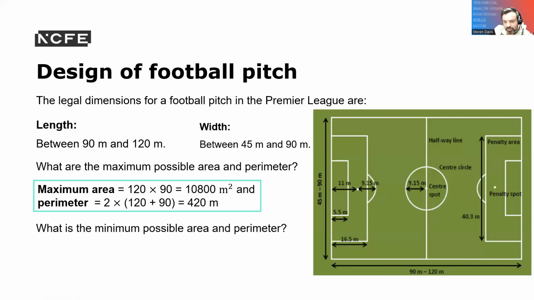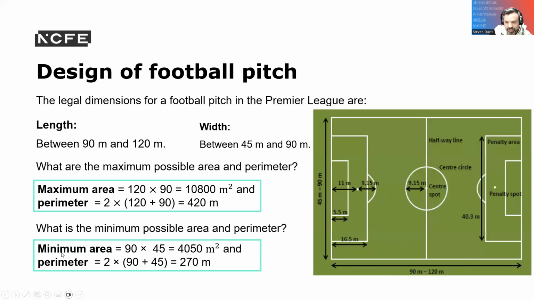What is the minimum possible area? That's the smaller numbers, which is 90 times 45. And then the perimeter is just added up. So again, relatively straightforward. Why do you think that these are the current rules?